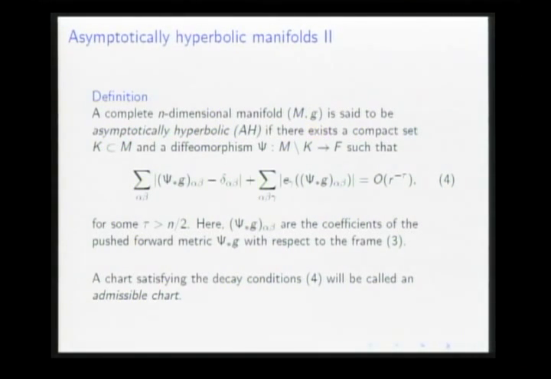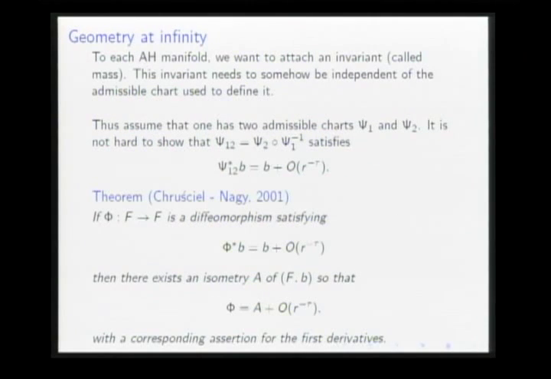So, as before, you use this to get coordinates. And then a chart, a coordinate system that satisfies these conditions, we're going to call it admissible. And then we have these results by Chruściel and Nagy. Let me skip this.